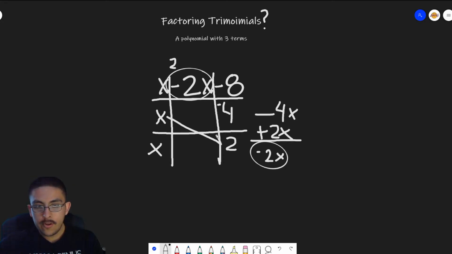And then we're going to do crisscross applesauce. So we're just going to have the x pointing to the opposite side of it. It's going to be x plus 2, because it's positive. We're going to put parentheses, x minus 4, because that's a negative 4. And this is a trinomial fully factored.